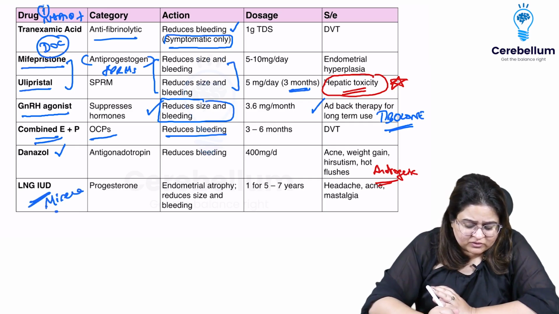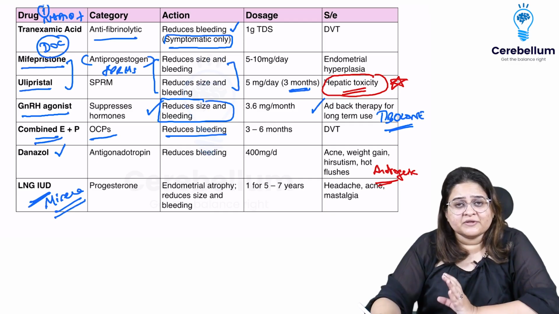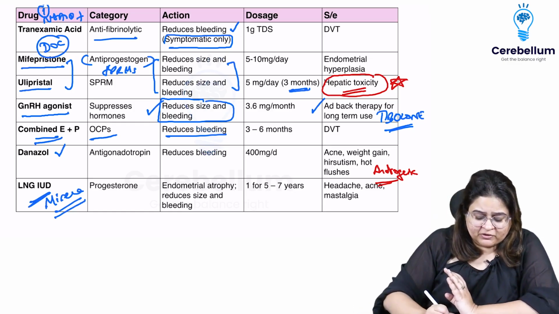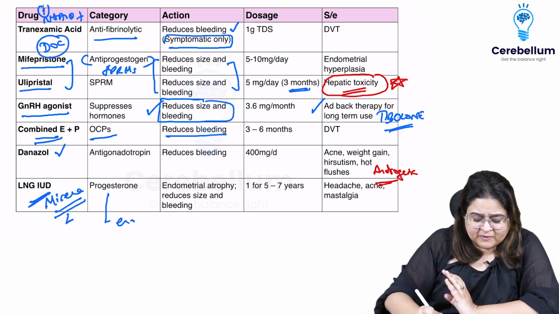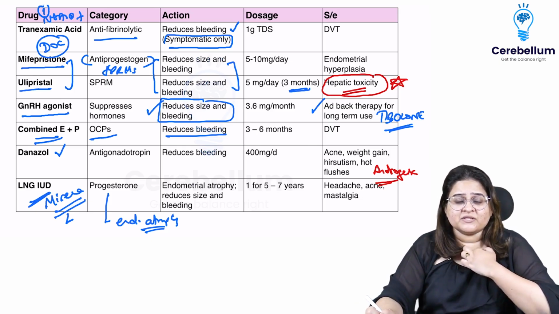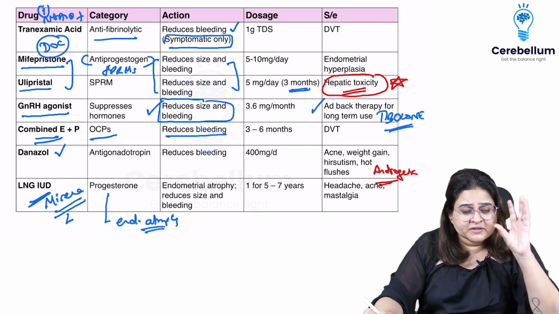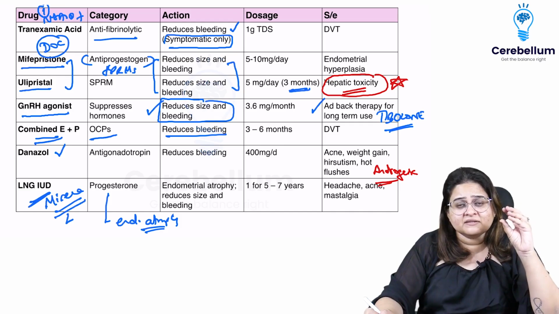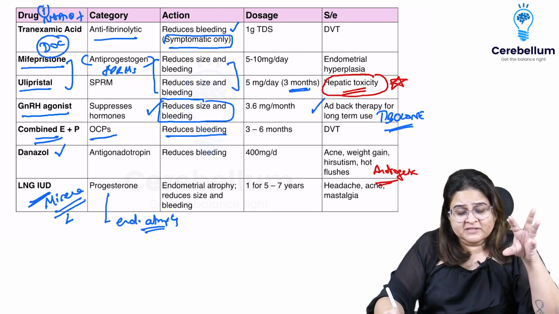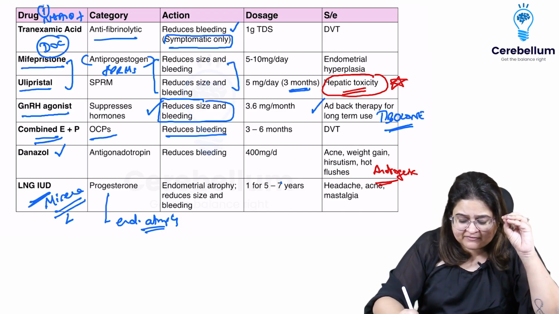LNG IUD is the Mirena. Mirena is a very good option. Mirena is a contraceptive progesterone-containing intrauterine device, but it has a lot of non-contraceptive benefits, because whenever you're giving progesterone, it acts by causing endometrial atrophy, and that is what will reduce the bleeding. It is also known to reduce the size of these fibroids. You insert the intrauterine device, and this will slowly shrink the uterus and the fibroids in size.